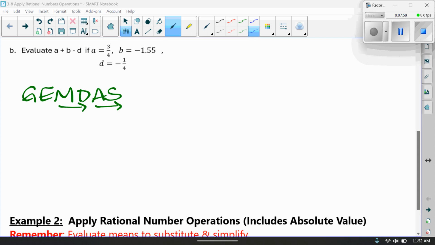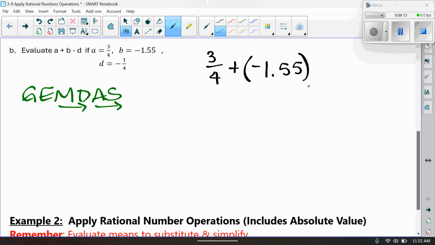All right, so for this one, we're going to substitute A, B, and D. So here we've got A is 3/4. So we're going to put 3/4 in there, plus B, which is a negative 1.55, minus D, so that's minus a negative 1/4. Did you guys catch that? Okay, so that minus a negative, we're going to do plus a positive. We're going to keep change over there.